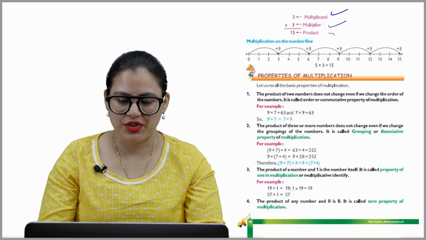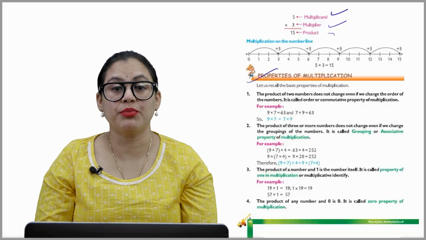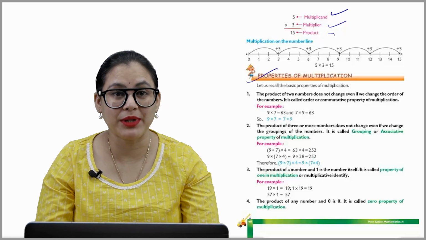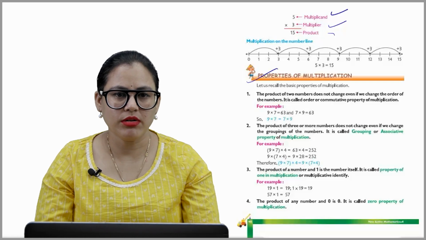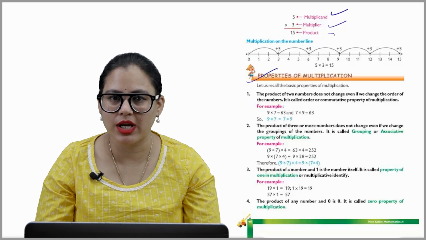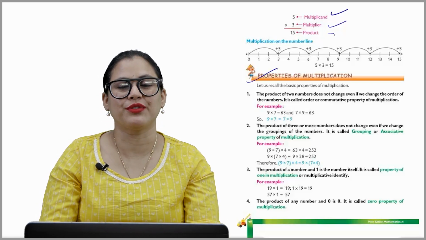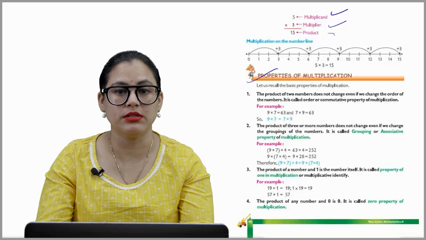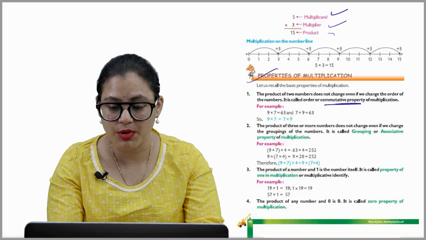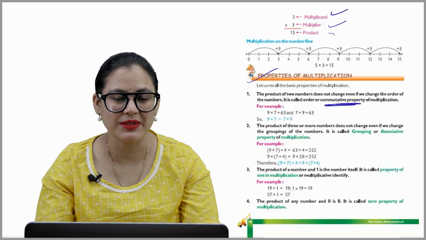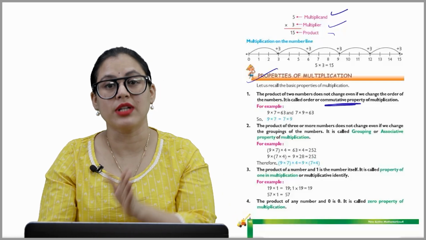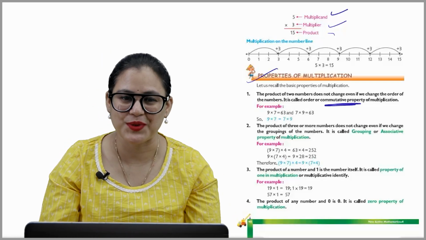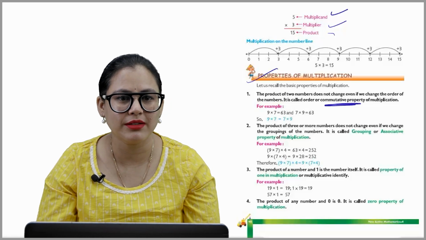Properties of multiplication. Let us recall the basic properties of multiplication which we studied in previous classes. Number 1, the product of two numbers doesn't change even if we change the order of the numbers. It is called the order or commutative property of multiplication. For example, 9 into 7 is equal to 63 and 7 into 9 is also 63. So 9 into 7 is equal to 7 into 9.